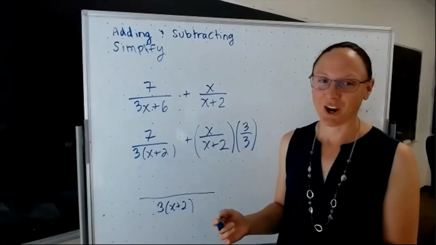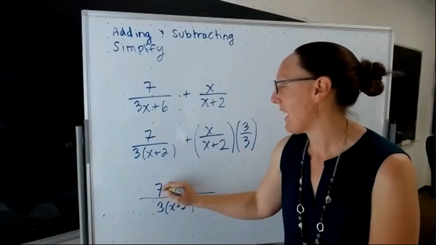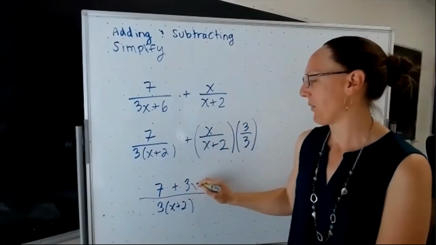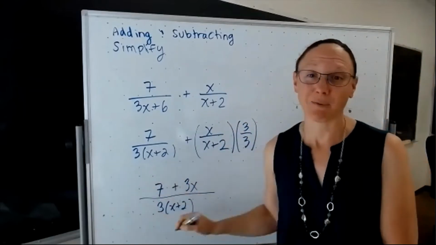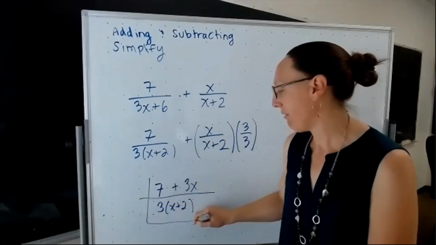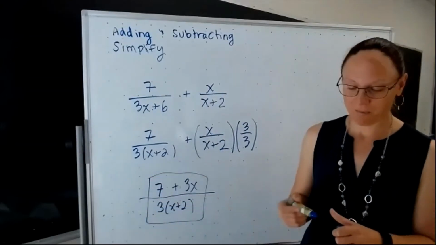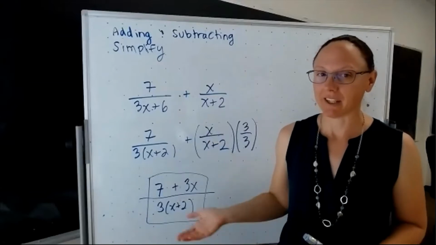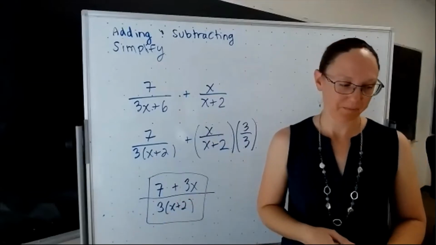So when I simplify the top here, I'm looking at a 7 plus, and then when I multiply these two together, I'd get 3x. And again, I would leave it right here. If it's in a factored form and the instructions were to simplify, we should generally leave it in a factored form when we're done.